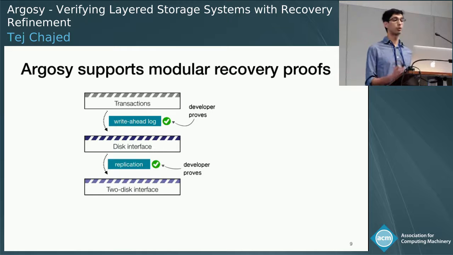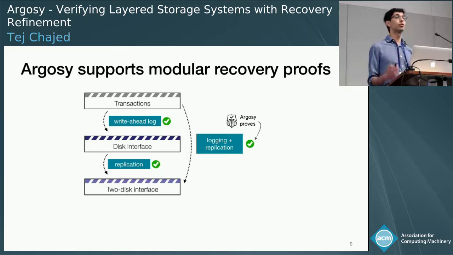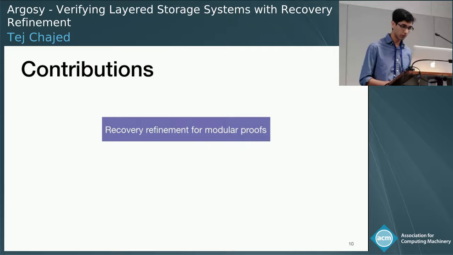Argosy supports modular recovery proofs, supporting exactly the use case that we have here. So developers have proven both implementations correct separately, and Argosy provides a generic theorem that the composition is correct as well, including this composed recovery procedure. Our main contribution in this work is recovery refinement, the technique that we use to provide modular proofs. That'll be the focus of my talk here.